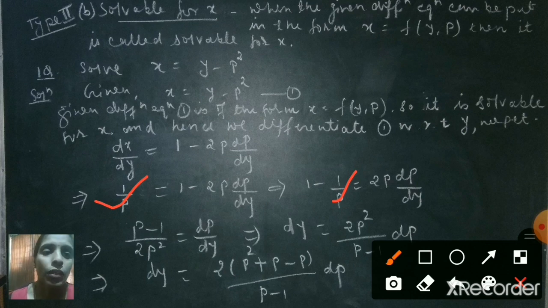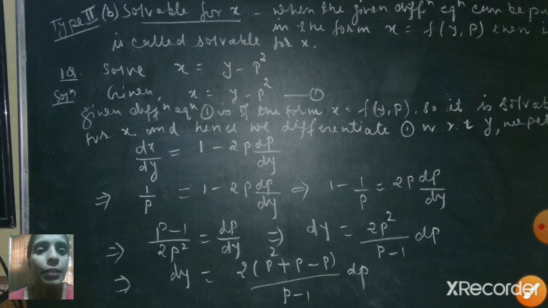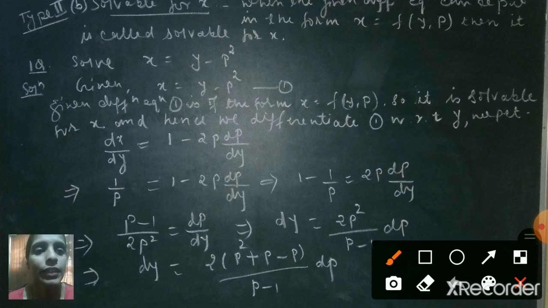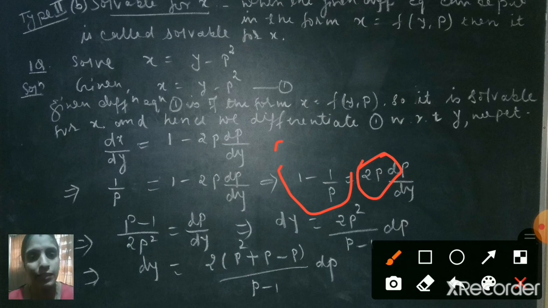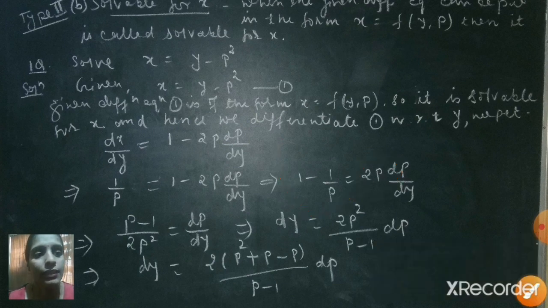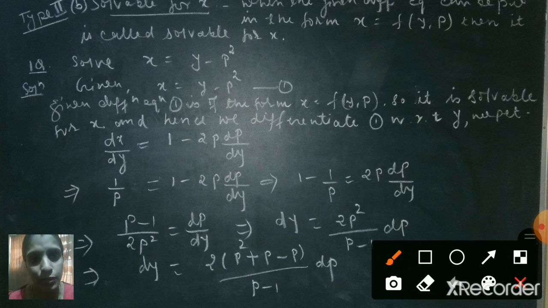So what we get here is 1 minus 1 by p. Taking the LCM, we have p minus 1 divided by p, and we have 2p on the right hand side. Taking it to the left side, we get 2p square in the denominator. So we are left with p minus 1 divided by 2p square equal to dp by dy, and this implies dy equals 2p square divided by p minus 1 dp.